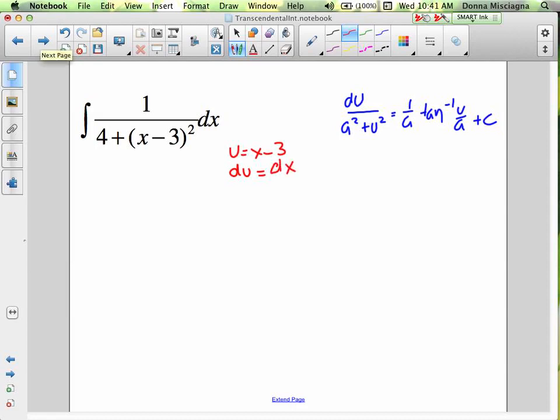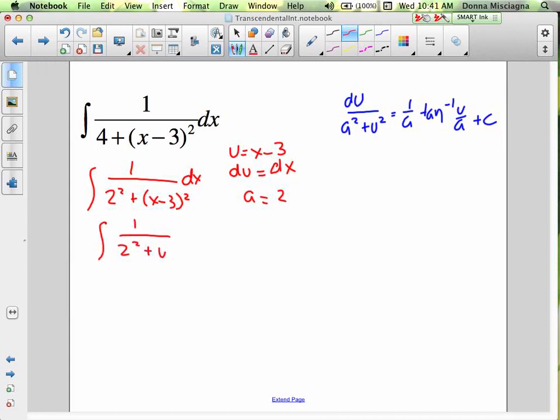So we have all of our parts. And then let's identify the a. If we rewrite it, we can identify the a. This is 1 over 2 squared plus x minus 3 squared dx. So the a is 2. All right, so now we'll substitute. All right, so we have the integral of 1 over 2 squared plus u squared. All right, now it's very clear to see that that is arctan.